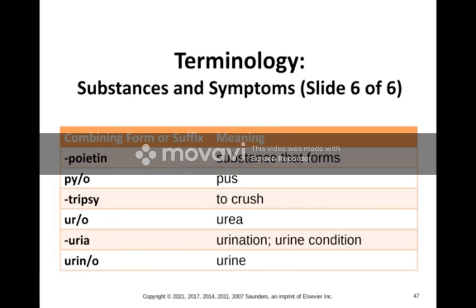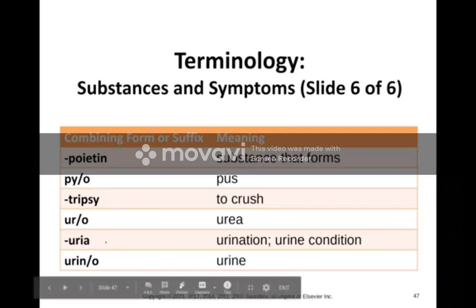Poietin means a substance that is formed. Py or pyo is pus. Tripsy means to crush. Ur or uro is urea. And then uria pertains to urination or a urine condition. And urine or urino is urine.